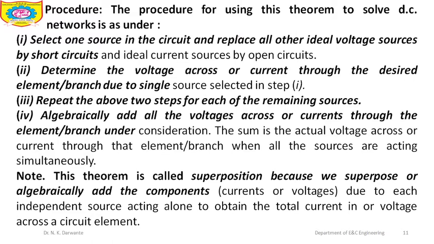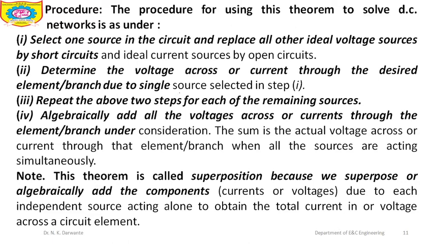Then what is the procedure? The procedure which we have just discussed, we will again learn step by step. The procedure for using this theorem to solve the DC network is as follows: select one source in the circuit and replace all other ideal voltage sources by short circuit and ideal current sources by open circuit, as we have discussed. Determine the voltage across or current through the desired element or branch due to the single source selected in step 1.